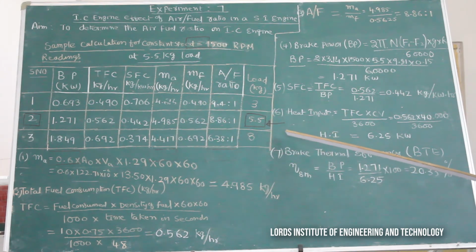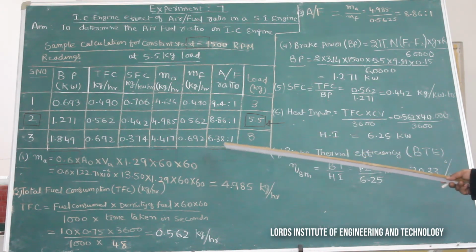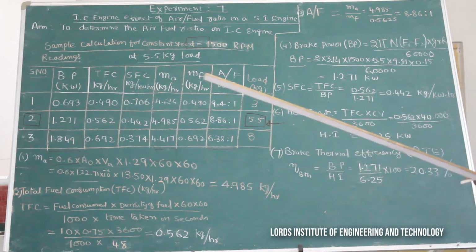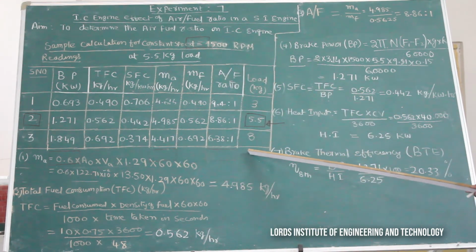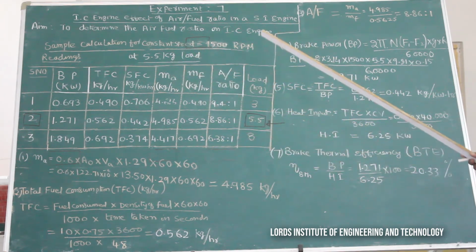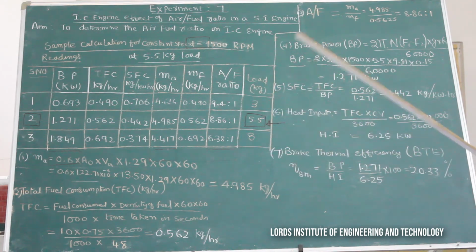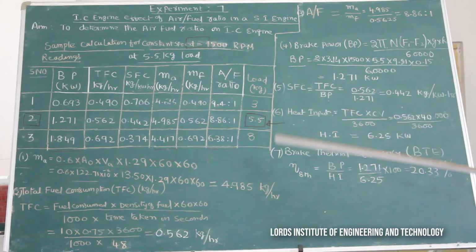Then in the third experiment, I have taken the 8 kg load. There I have calculated the air fuel ratio, which is coming to 6.38:1. That means about 6.5 parts of air and 1 part of fuel I am using. This is how we can even draw the graph using this air fuel ratio, mixture versus brake power, right? Then versus load also we can calculate, and then we can draw the graph also.